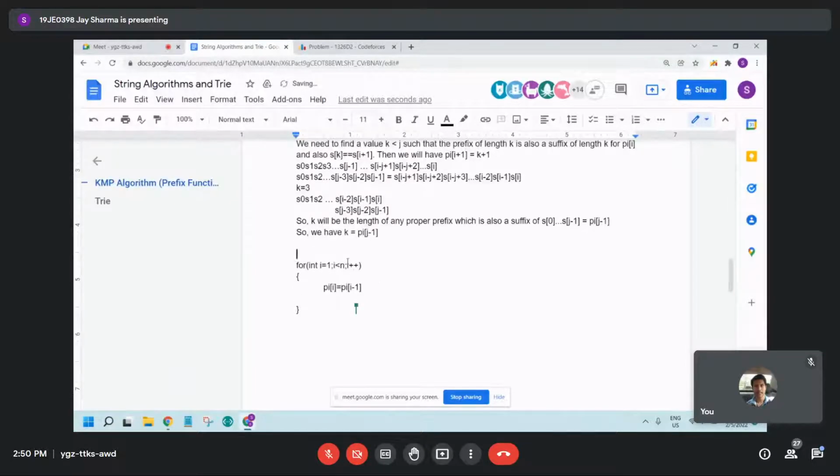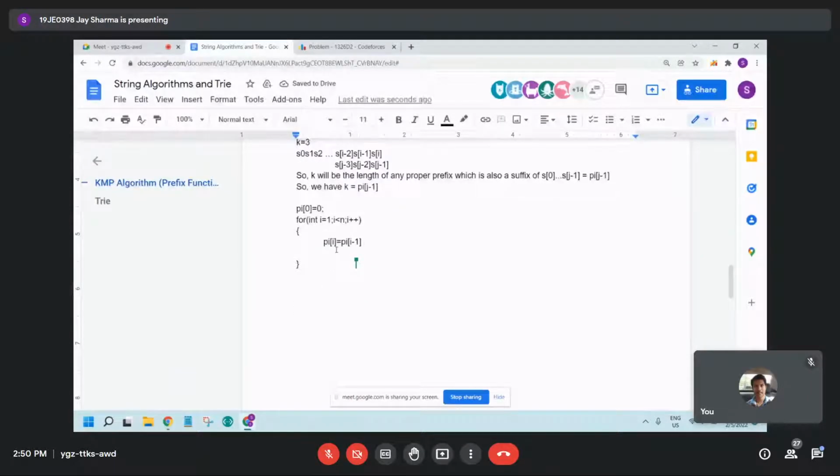So let's start I with 1 and write pi of 0 equal to 0, because obviously if you have a single character then there is no proper prefix of that single character string, and that's why we define pi of 0 as 0. And while iterating, you will start by making pi of I equals pi of I minus 1 plus 1. That is the maximum value that it can have. And you will start by making j equal to pi of I minus 1.